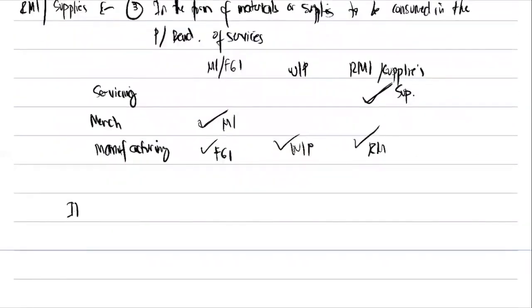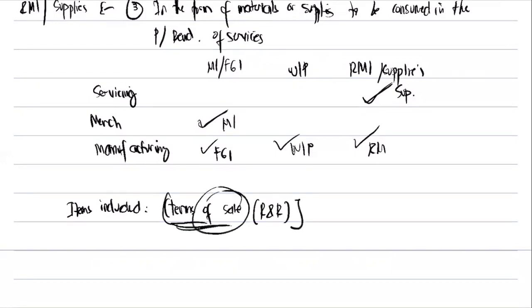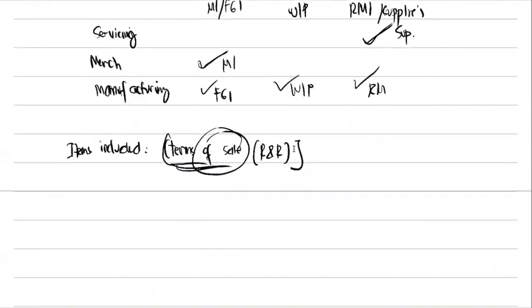So the items included in the inventory. Although you know that the items in servicing should be supplies, and in merchandising should be merchandise inventory, in manufacturing that can be FGI, work in process, or RMI, but still there are different terms of sale which determine now whether you have the risks and rewards or not, okay?